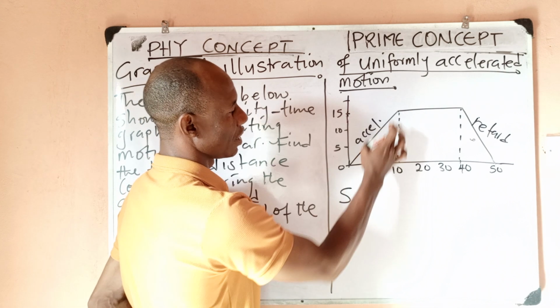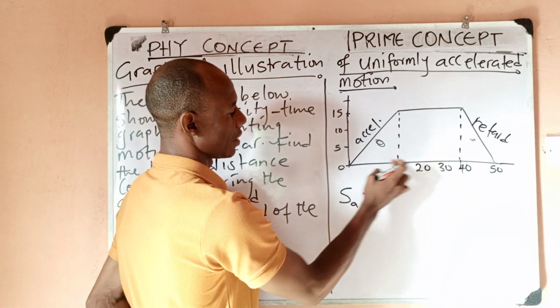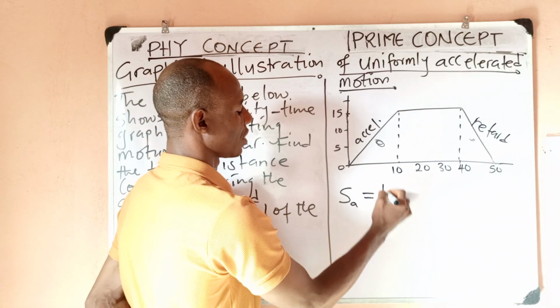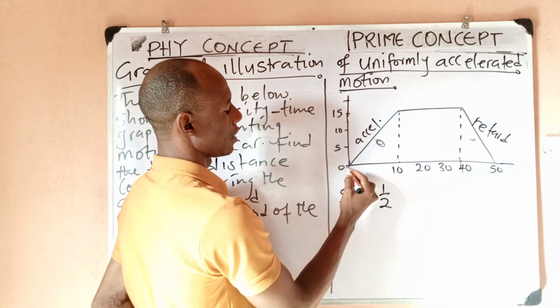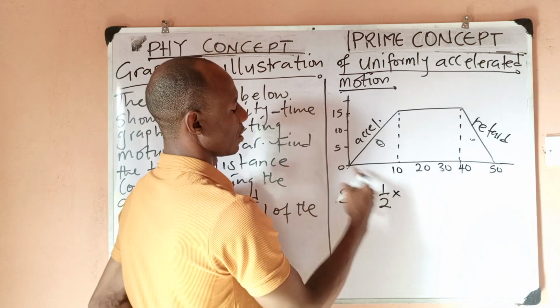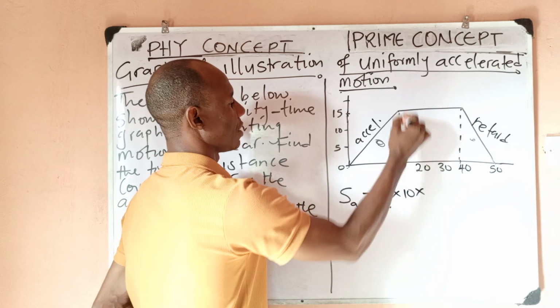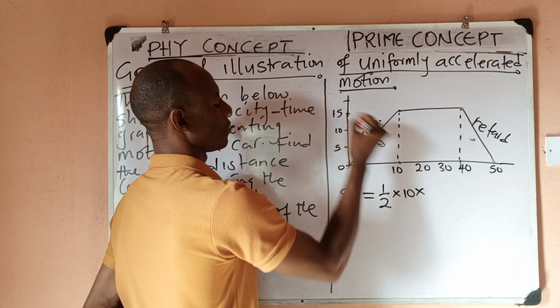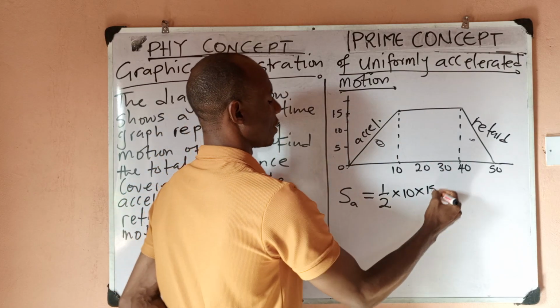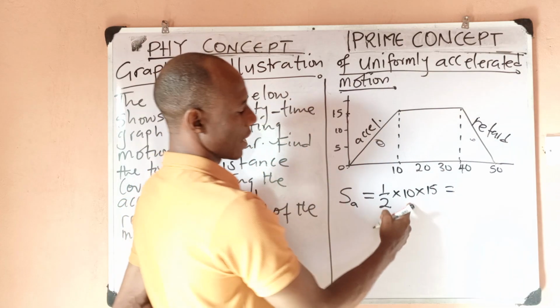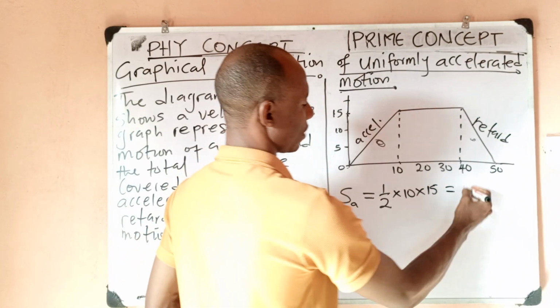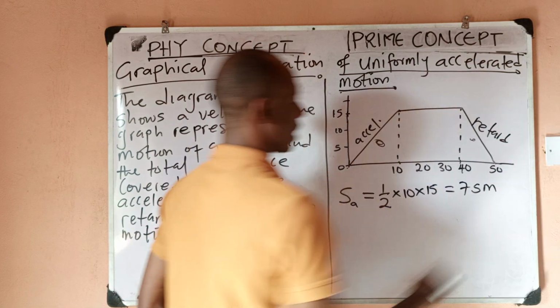which is going to be, this is a triangle like you can see. This acceleration region is a triangle, which is going to be half base, and the base is what? The base is this length, which is 10. Half base times the height, and the height is what? 15. So times 15. This is going to give us 5 times 15, which is 75 meters.